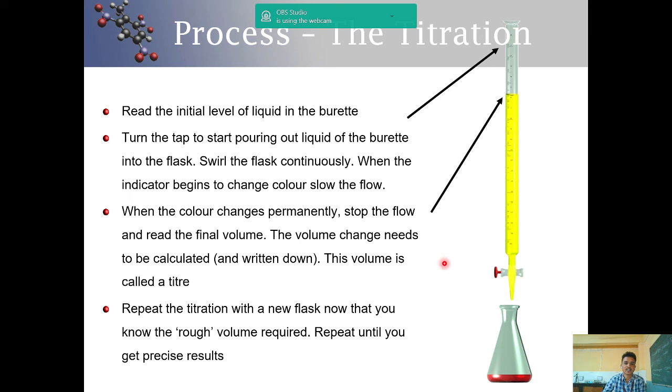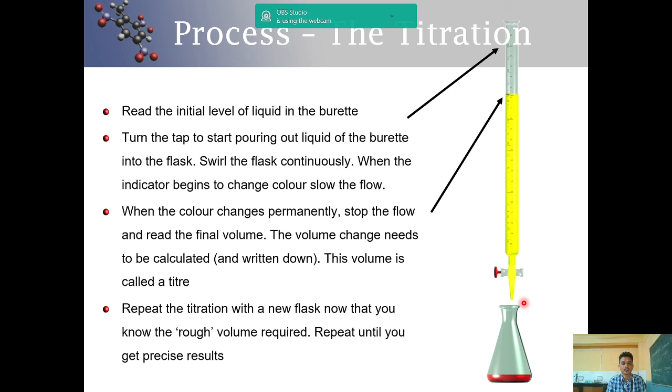And after that, you have to repeat the same titration with the next conical flask. You have to repeat the process until you get a precise result of your volumetric analysis. So you have to repeat this process again and again, 2 or 3 times, and you will get the precise result of your volumetric analysis. So this is the actual process of the volumetric analysis.